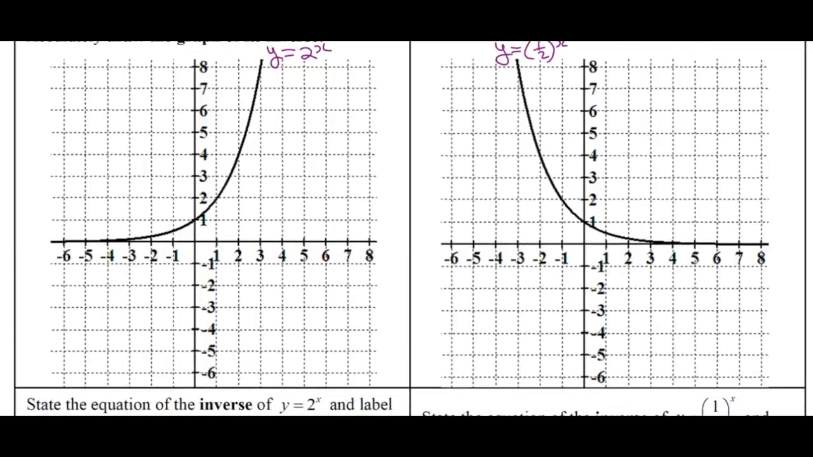Okay, so what we want to do is basically find some points. So here's a nice point, (0, 1). What's the inverse of (0, 1)? (1, 0). Here's a nice point, (1, 2). What does that become? (2, 1). Here's a point, (2, 4). What does that become? (4, 2).